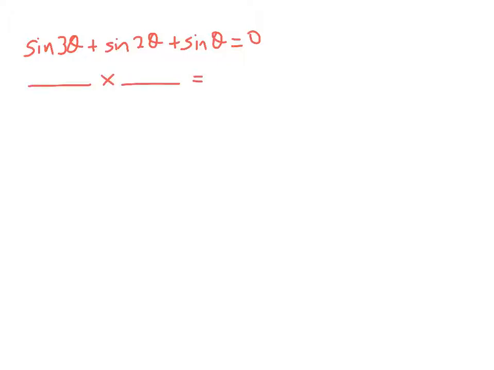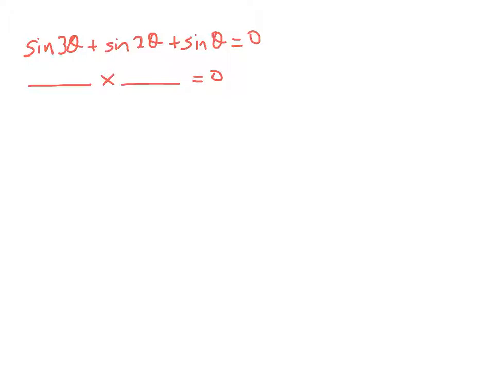Okay, so our first one is this. So we want to solve sine of 3 theta plus sine of 2 theta plus sine of theta equals 0. Now, usually when we're solving equations, the best way to do it is to get something times something equals 0. And that's what we're going to do here. So we're going to do the sum to product rules.